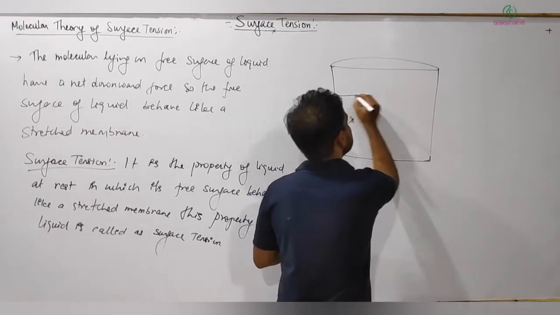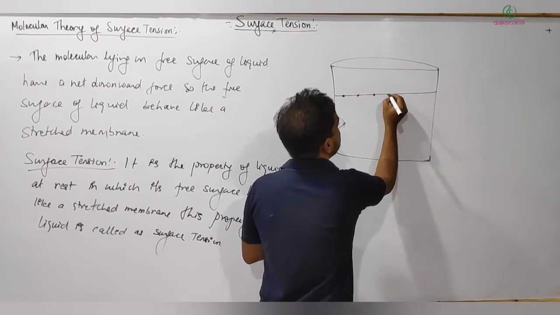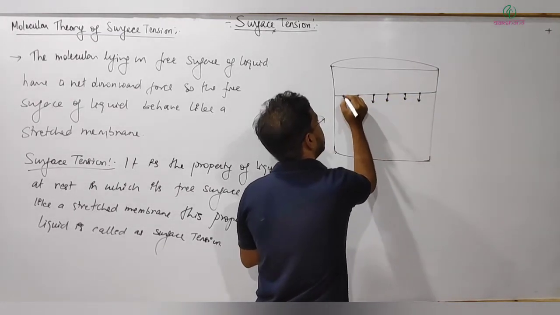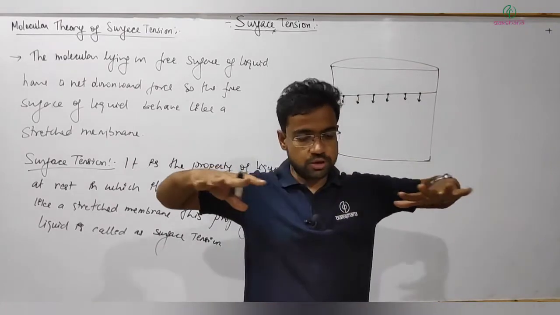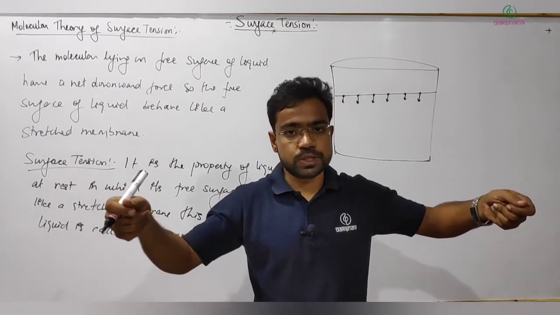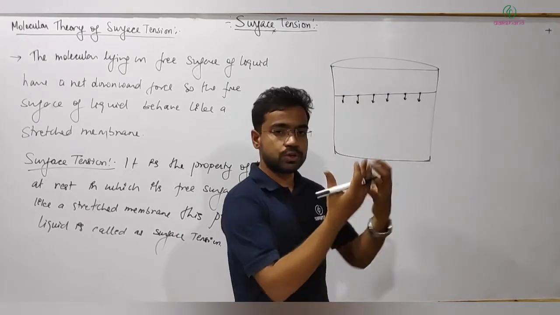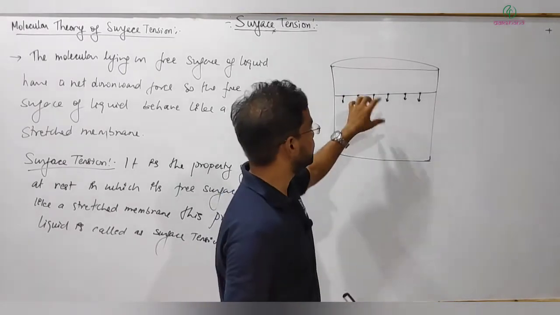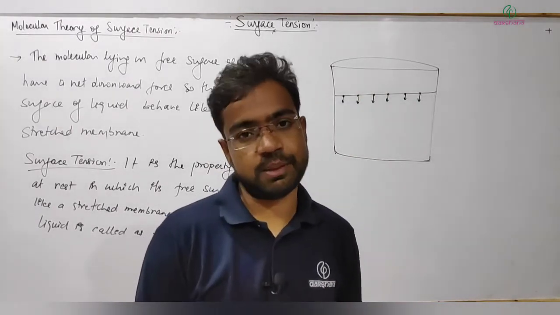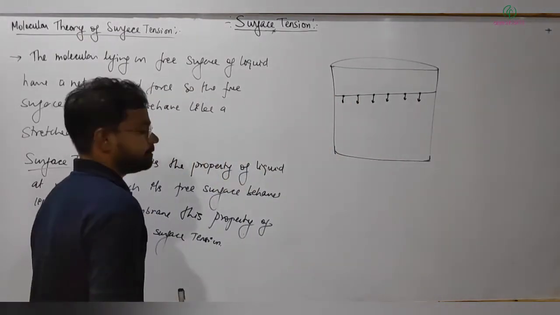So surface tension, what is that? This free surface, is it? Here you can see each molecule has a net downward force, and there is intermolecular force. So it's like a net, where molecules are there forming intermolecular forces. In that, these molecules are getting attracted and they have a net downward force. That's why a stretched membrane is there. And this property, where the free surface of a liquid at rest behaves like a stretched membrane, is called surface tension.